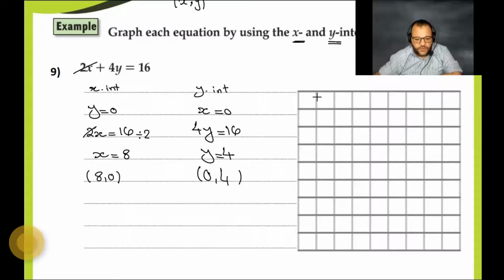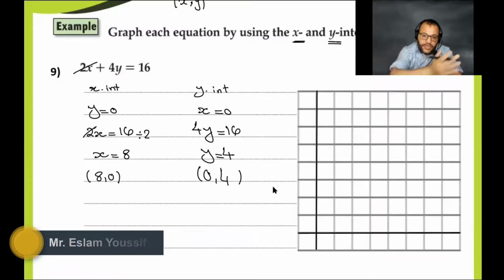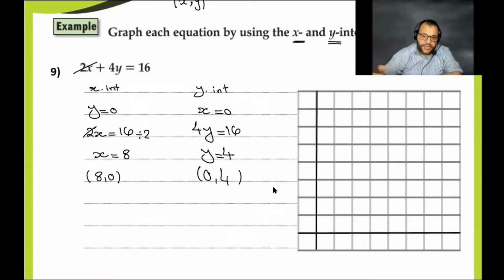Now we can graph it. Why am I choosing this part? Because I only need the positive part. I don't need the negative part. So you can move the graph right and left, up and down. It depends on which part that you need.